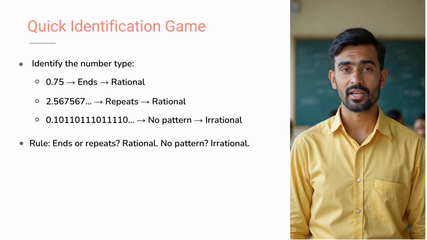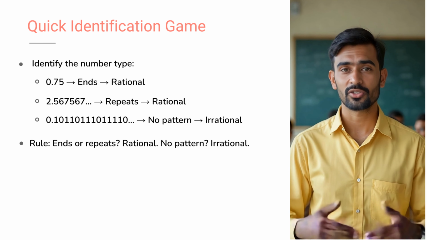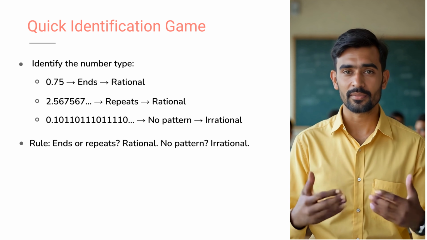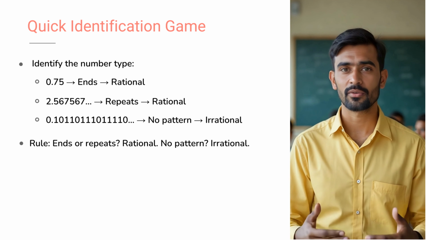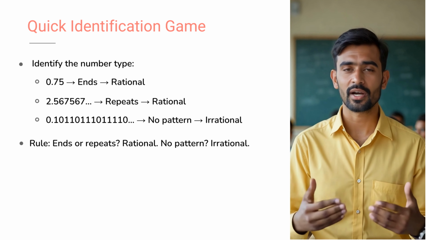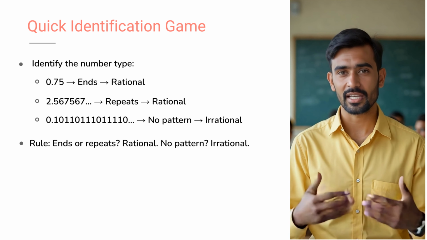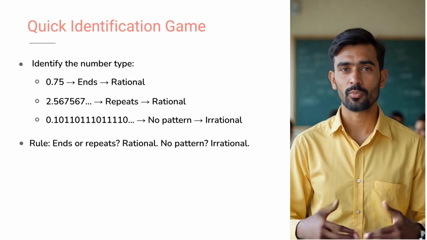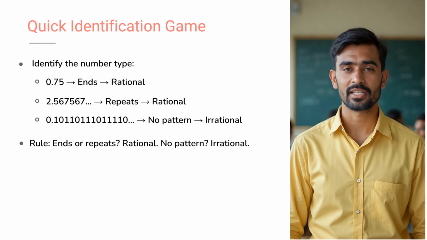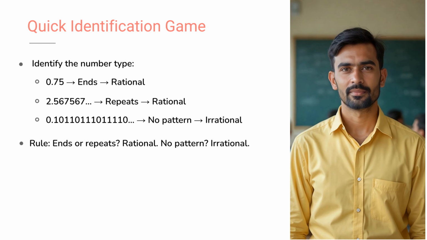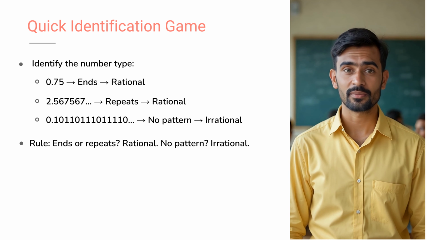Time for a quick challenge. Can you guess if the number is rational or irrational? Let's go. First, 0.75. It ends. That's a terminating decimal and rational. Next, 2.567567, repeating pattern. That's rational too.